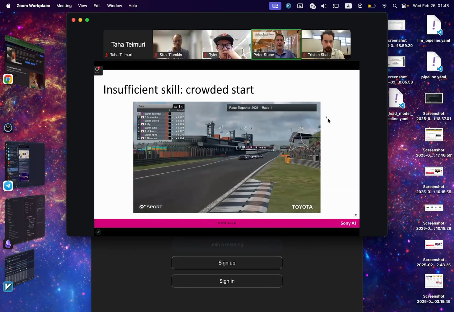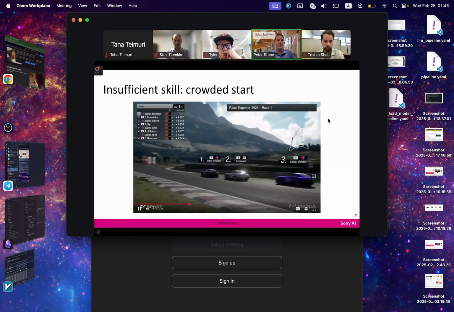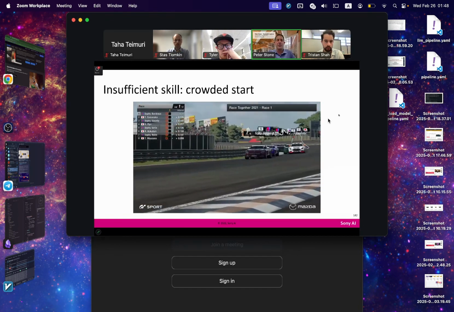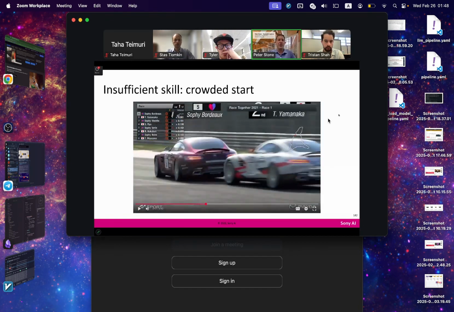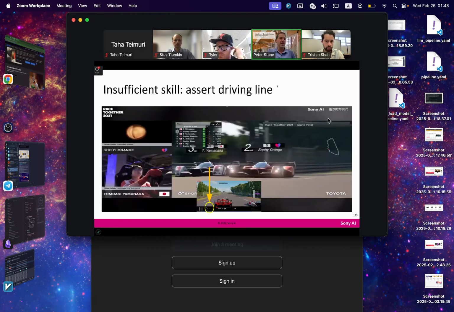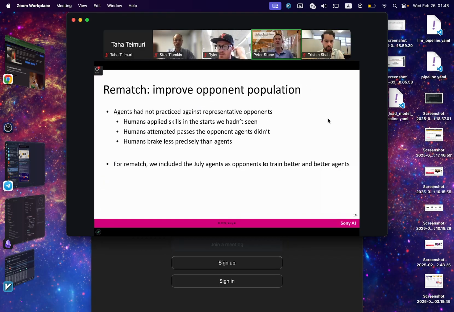And so we gave some extra training experience for that, so that the cars wouldn't get blown away right at the beginning. I'm not going to show too much there. And it also mattered that we improved the opponent population for training.